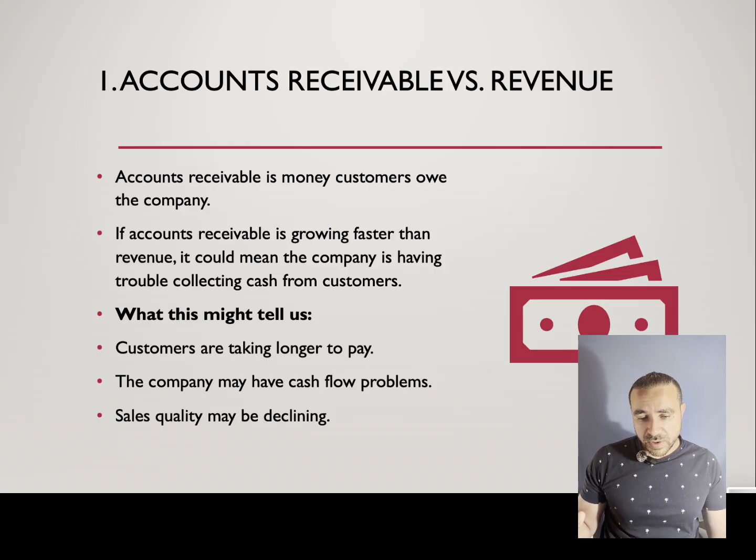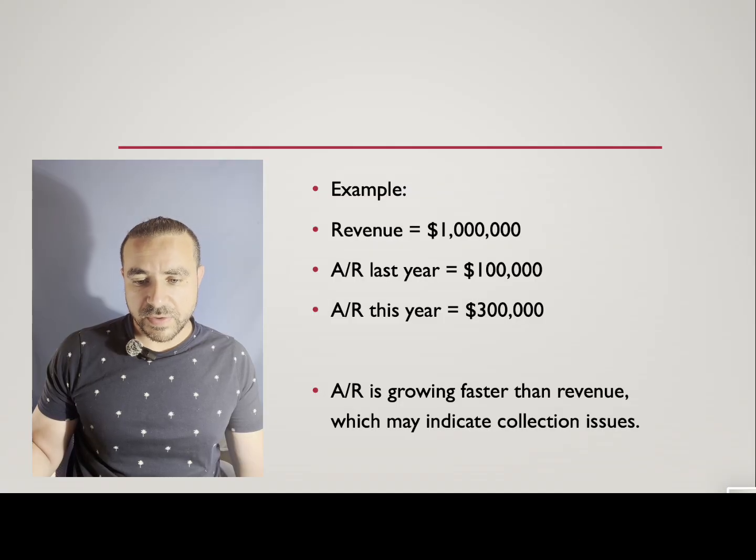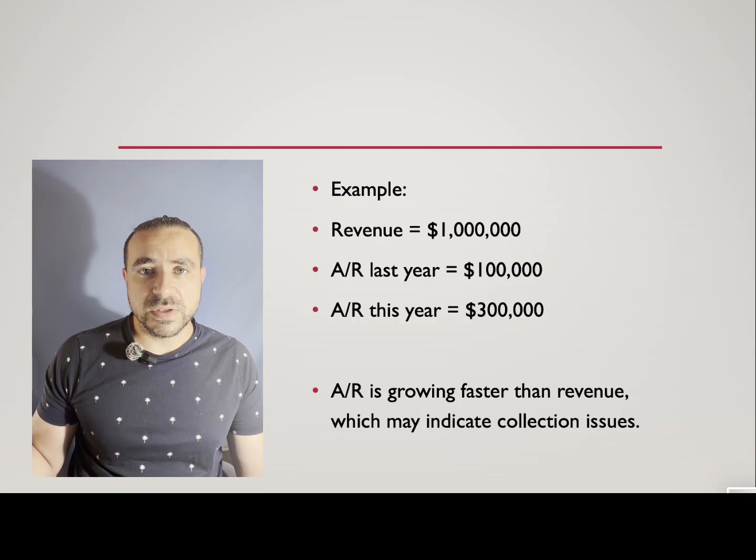If we see that, it can mean that the customer is taking long to pay, or the company may have cash flow problems, or sales quality may be declining. For example, if you find that the revenue in the income statement is a million, and the AR, or accounts receivable, last year was 100,000 and this year was 300,000, it means that accounts receivable is growing faster than revenue, which can indicate that the company has a collection issue.